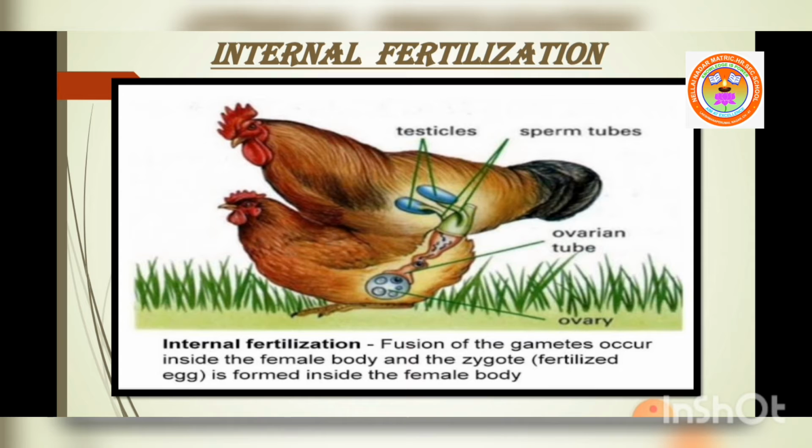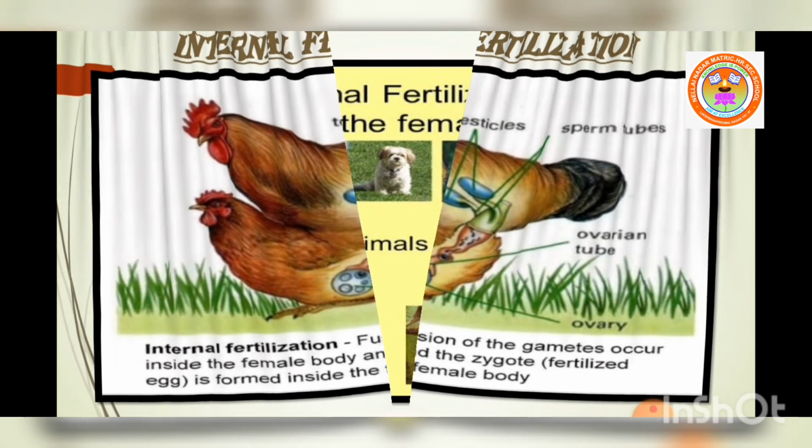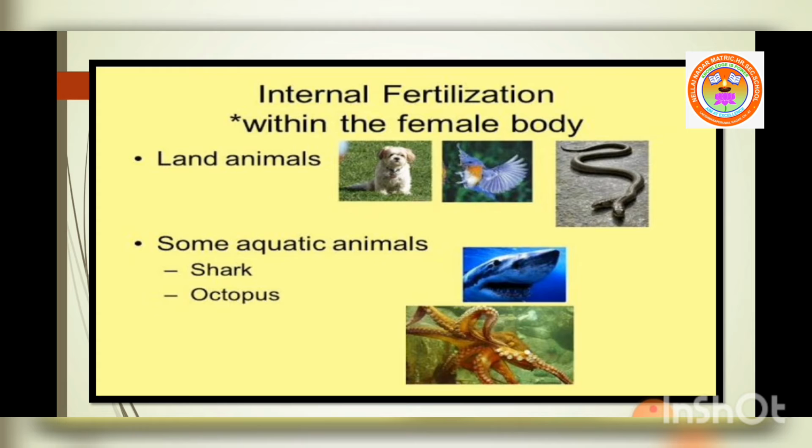External fertilization, fusion takes place only outside the female body. These are the two different types of fertilization. See, internal fertilization within the female body. Example, land animals.